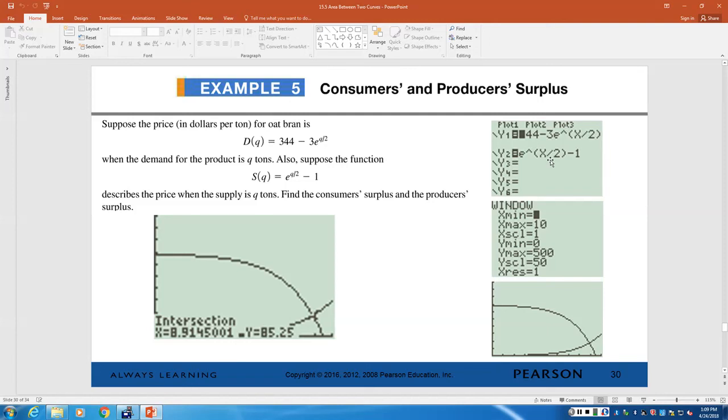Now, here's the thing you've got to understand about your intersection point. X is taking the place of Q. Q is quantity. Our intersection point is not an even number, so actually the quantity is either going to be 8 or 9 realistically. So we're going to try to use that intersection point. The key, though, is that 85.25 is the equilibrium price in dollars per ton. So that's $85.25 per ton. That's the line that we need to draw.